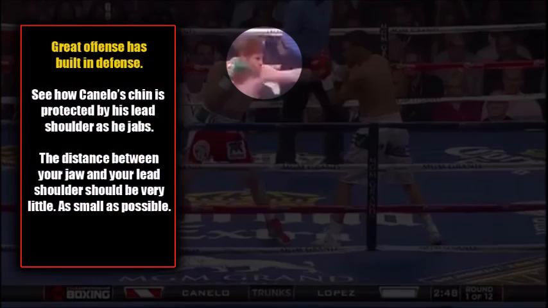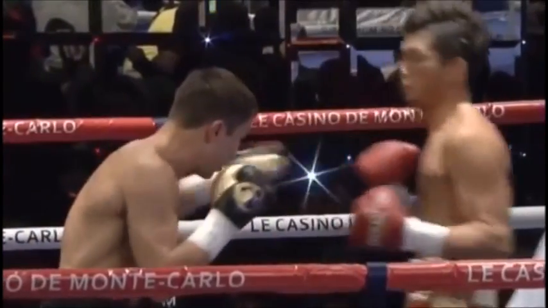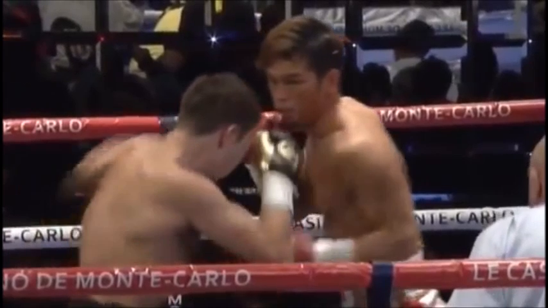And again, great offense has built-in defense. See how Canelo Alvarez has his chin protected by his lead shoulder as he shoots the jab. The distance between your jaw and your lead shoulder should be very, very small. It should be in fact as small as possible. Canelo Alvarez is defensively responsible as he jabs. Golovkin pops the jab out.